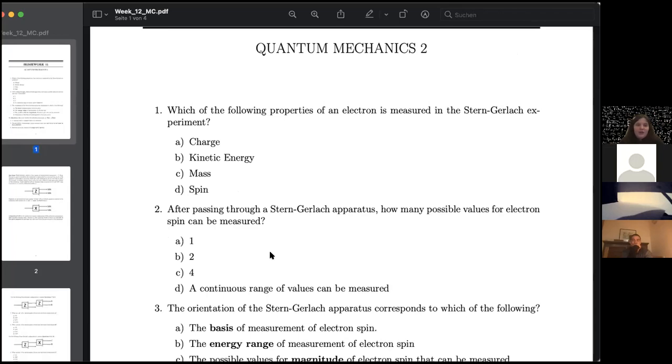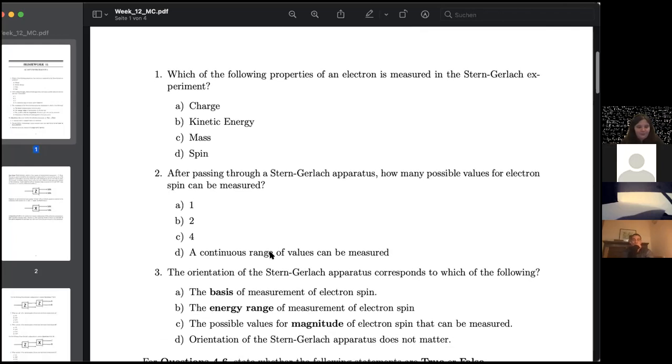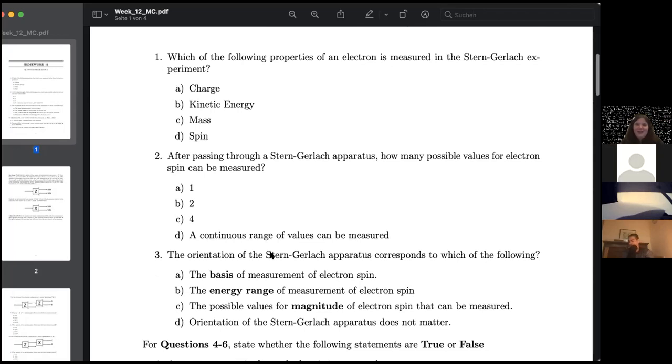The second one is, after passing through a Stern-Gerlach apparatus, how many possible values for electron spin can be measured? I told the answer right now, it's two. This was the big discovery they made with this experiment.